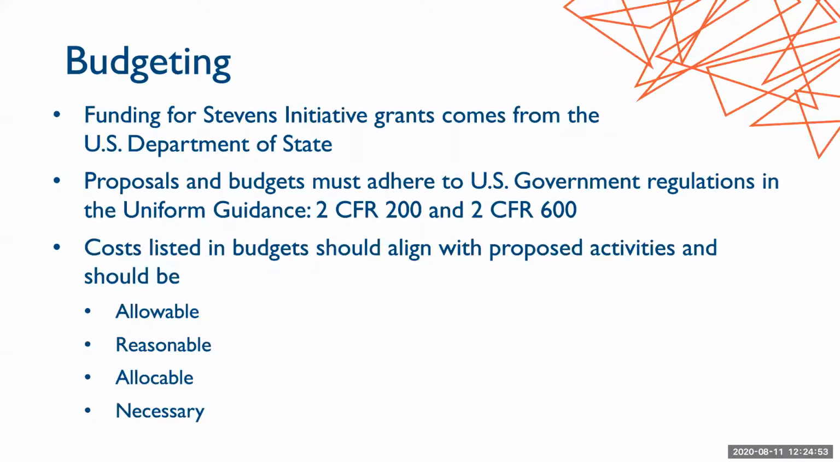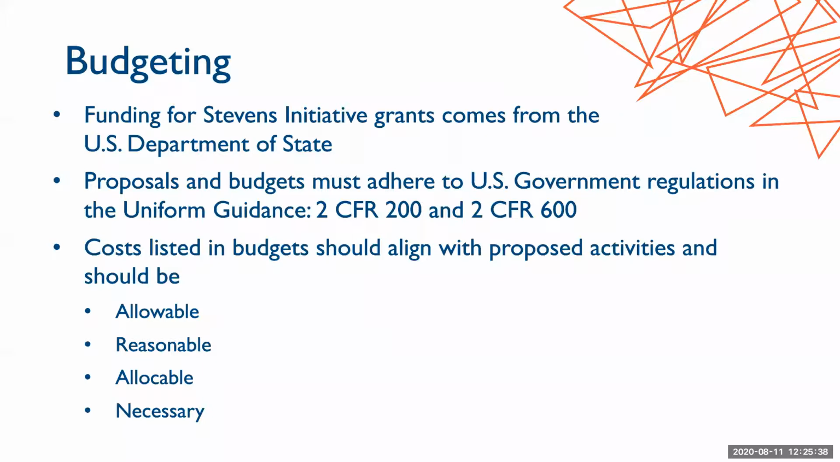webinar on our website. So just very briefly, the Aspen Institute, which is where the Stevens Initiative is housed, is a pass-through entity for federal funds that come from the US Department of State. And what this means is that all federal guidelines governing the Aspen Institute's agreement with the State Department flow down to our grant recipients. The governing guidelines for your budget and your proposal to the Stevens Initiative are in the Office of Management and Budget's Uniform Guidance for Federal Award Management.